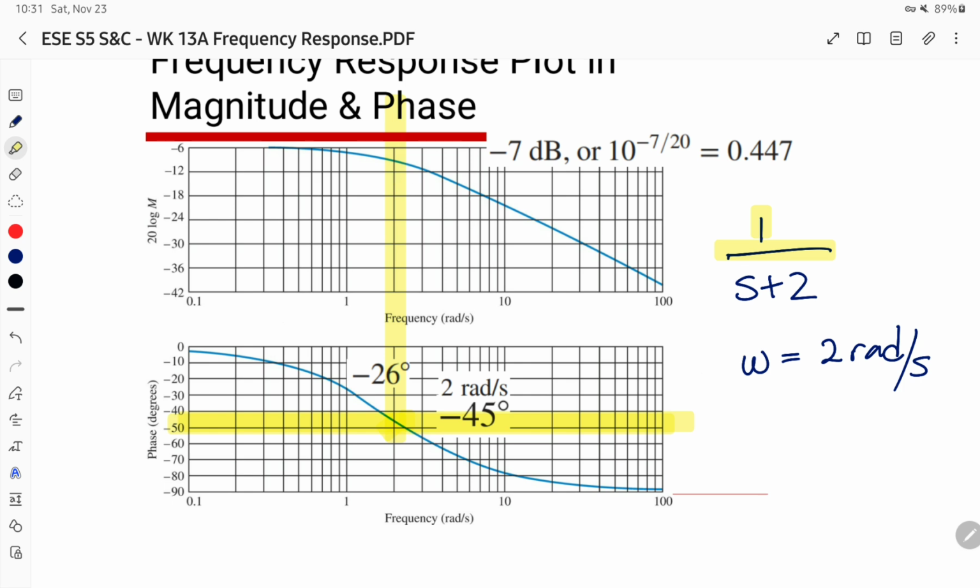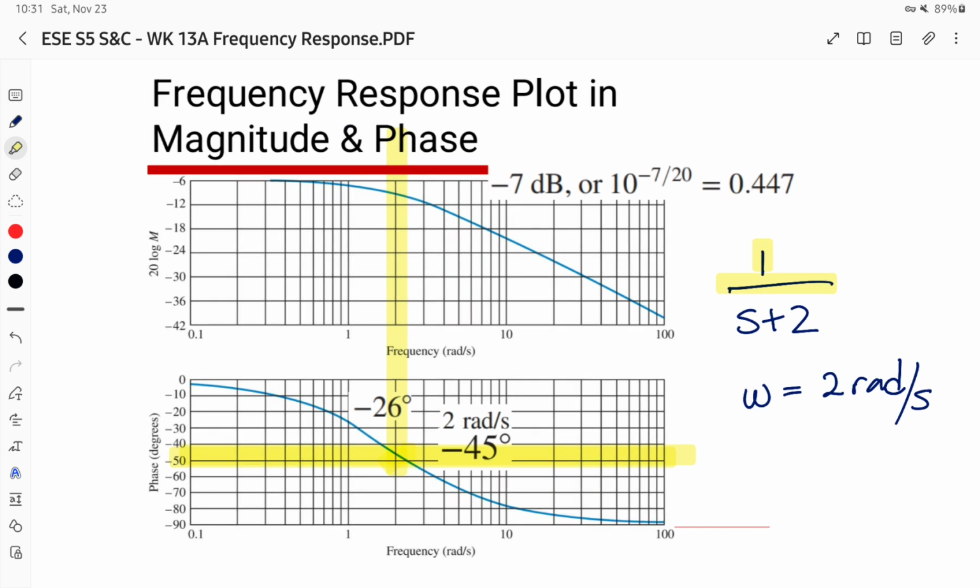if you think of it, 10 to the minus 7 over 20, or minus 7 dB down, and it happens to be this. The minus 7 dB down, how do you know? It's just around here on your 20 log scale.